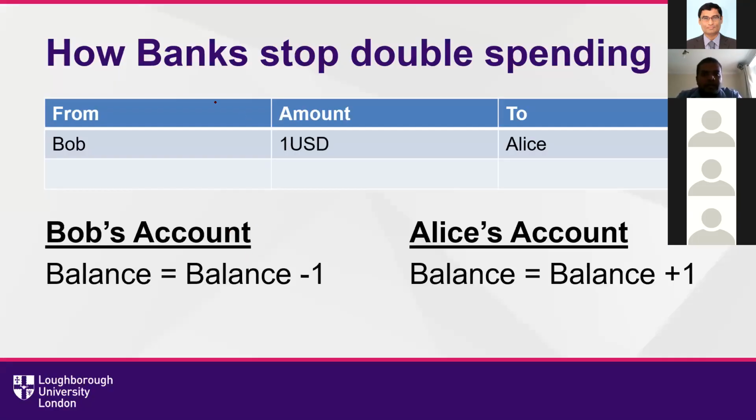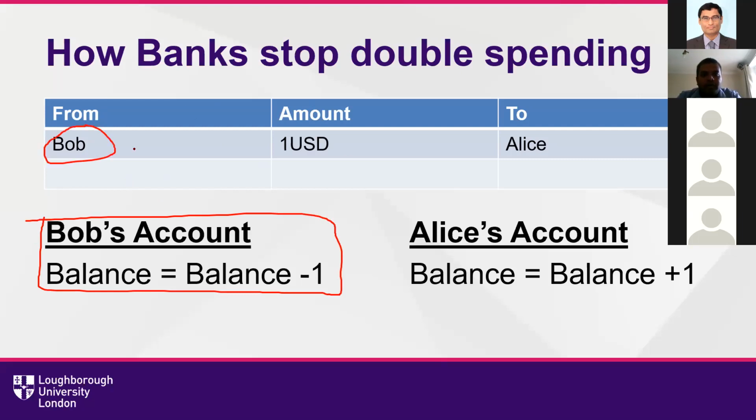Next slide. In the banks, this is what happens. Banks actually maintain a logbook. Let's say Bob wants to send $1 to Alice. What banks normally do is subtract $1 from your account and add $1 to Alice's account. As I mentioned before, these accounts are centrally managed and can be hacked.